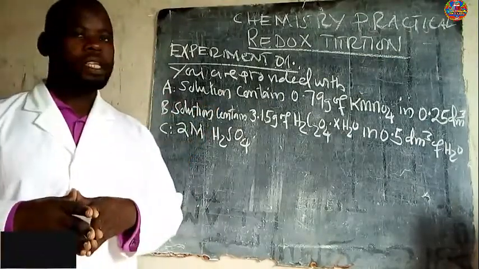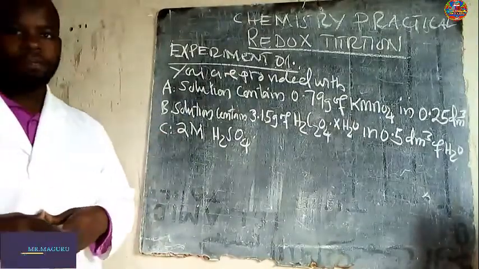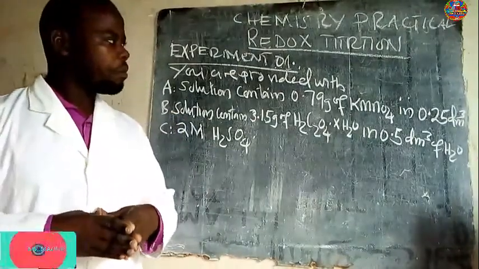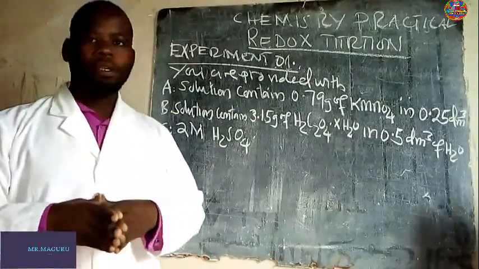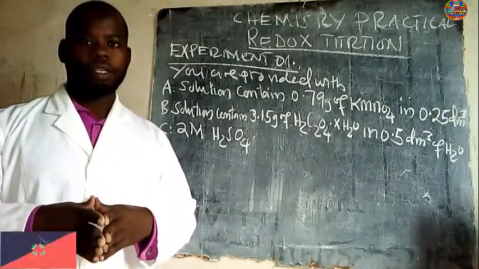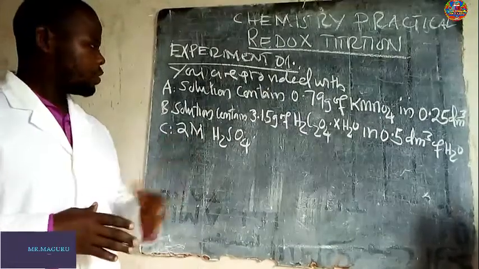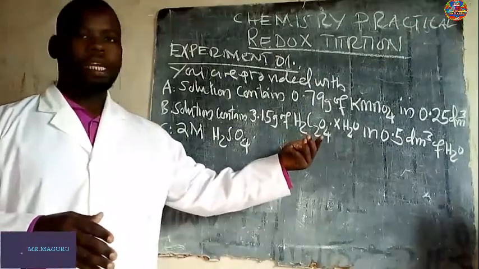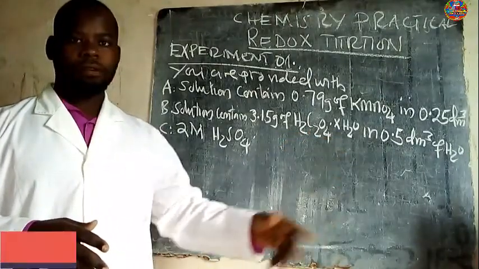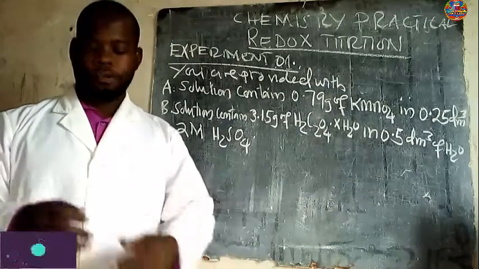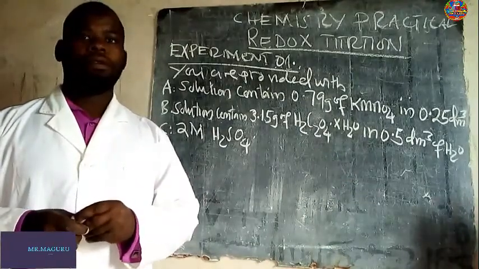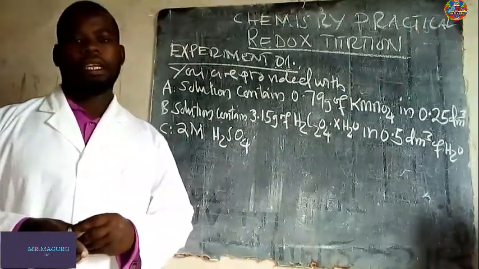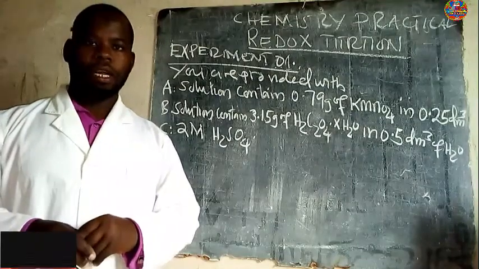So, redox titration, experiment number 1. We are going to use a solution containing 0.79 gram of potassium permanganate in 0.2 decimeter cube of solution. That is our first data. Solution B is 3.15 gram of hydrated oxalic acid dissolved in 0.5 decimeter cube of distilled water. And for sulfuric acid, we are going to use 2 molar.